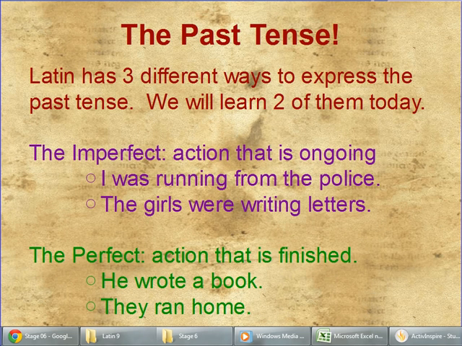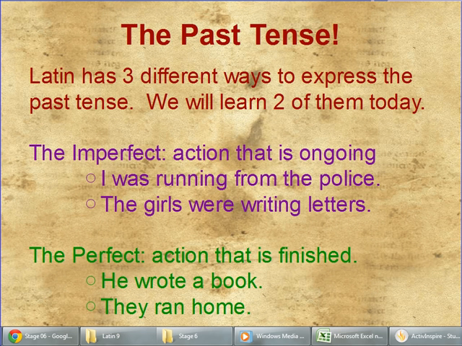We're going to learn about the past tense in Latin. Latin actually has 3 different ways to express the past tense. So does English, although we may not always think of them separately. Today we're going to learn 2 of these ways to express the past tense in Latin, the imperfect and the perfect.